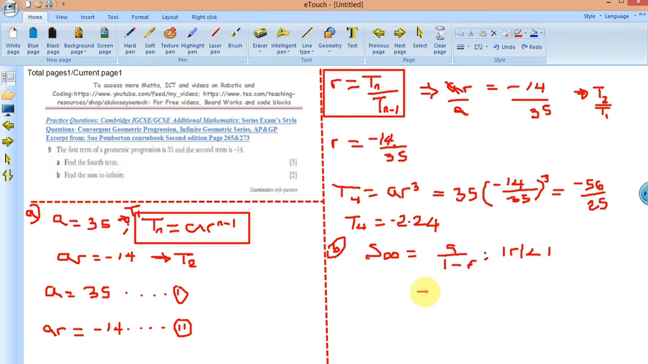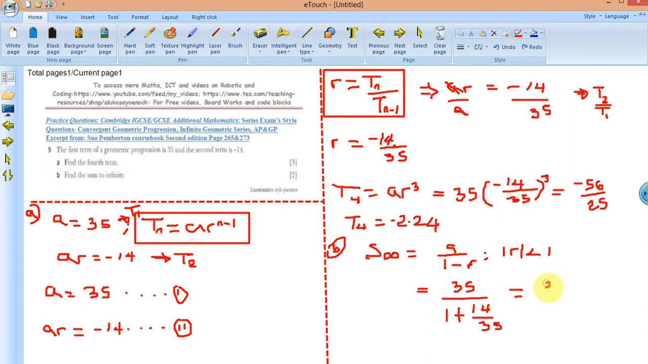So what is my first term? The first term is 35, so that will be 35 divided by 1 minus, I have my r, so 1 minus minus, so that will become plus. Okay guys, 1 minus minus is plus, so that is 14 over 35. So 1 minus minus 14 over 35 will be 1 plus 14 over 35. I think I will just use my calculator to complete this now.